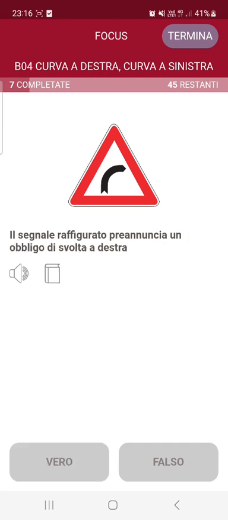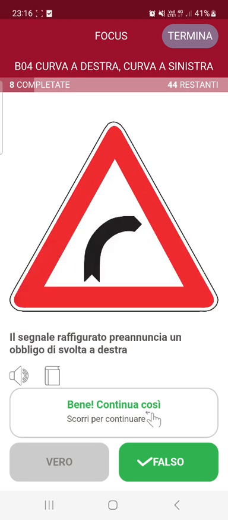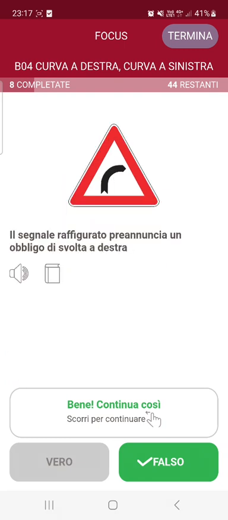Il segnale raffigurato preannuncia un obbligo di svolta a destra. Facissimo. This will not be obligatory for you to turn left or right. Okay, this sign is just telling you that, hey, on this road you are traveling, in 150 meters it will be a curve, it will be a sharp corner. In English, in layman's terms, we say sharp corner. So you will enter a sharp corner. In this case, this sign is warning you because it's a triangle sign, it's a warning sign. In Italy they call it il segnale di pericolo.